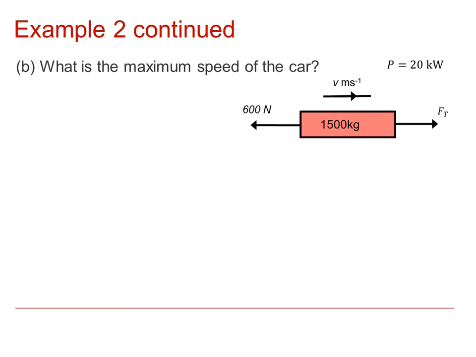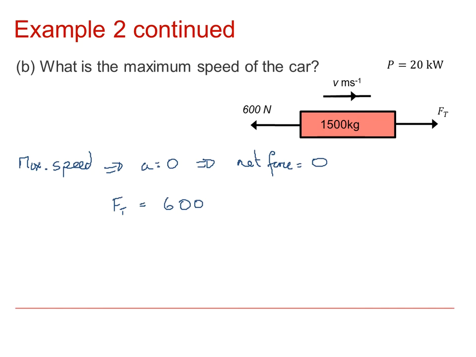In the second part of the question, we're asked to find the maximum speed of the car. Now, when we have a maximum speed, we have no acceleration. So a is equal to 0, and consequently this means that the net force is also equal to 0. So we can say that the tractive force Ft must be equal to the frictional force, which is 600 newtons.